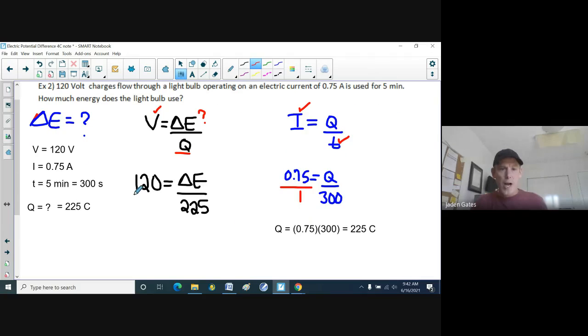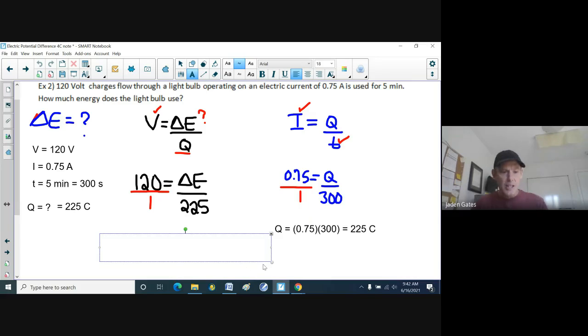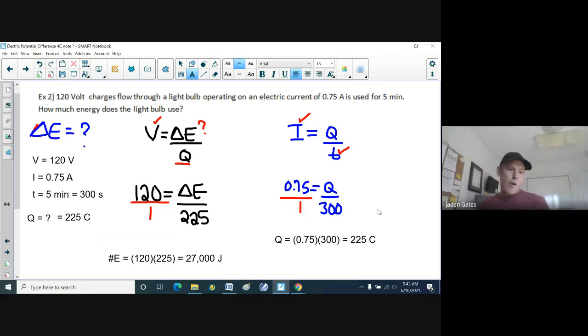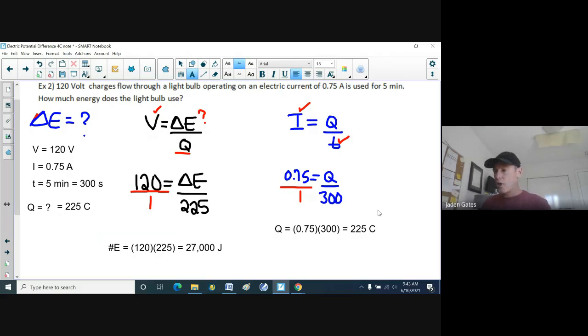And look what we got here. Again, something equaling a fraction. So I'm going to create a fraction equaling a fraction. And let's see here. This time I've got my delta E times 1. Well, that's going to be delta E. And then I'm going to have 120 here times 225. And let's see, I multiply those two. Again, I'm going to get a huge number here, I imagine. And I do: 27,000 joules of energy. So again, our voltage is how powerful our charges are, and our current talks about how many there are.